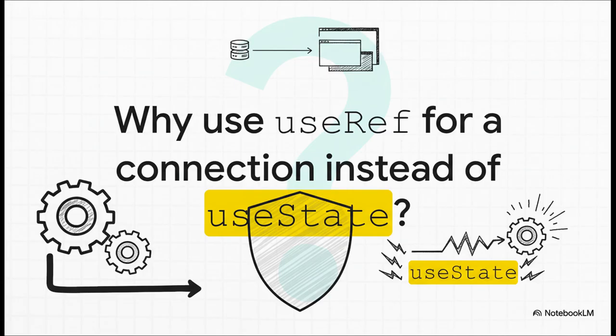Well, remember, state changes trigger re-renders. If our WebSocket connection itself was in state, every single message we receive could potentially force our entire app to re-render. That would be a disaster. A useRef, on the other hand, holds a value that persists across renders without triggering them. It's the perfect tool for something stable and persistent like a connection.